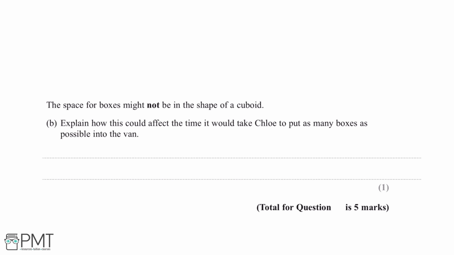The space for the boxes might not be in the shape of a cuboid. Explain how this would affect the time it would take Chloe to put as many boxes as possible into the van. So in part A, we worked out how many boxes would fit into the van, and all of the boxes fit perfectly inside of the van. However, if this van might not be in the shape of a cuboid, then the boxes may no longer fit inside this van perfectly. What this means is that fewer boxes will fit into the van, so therefore it would take less time.